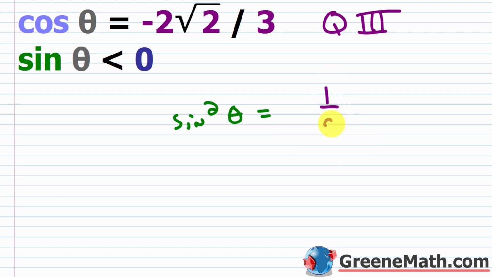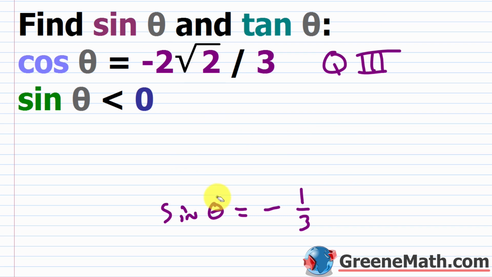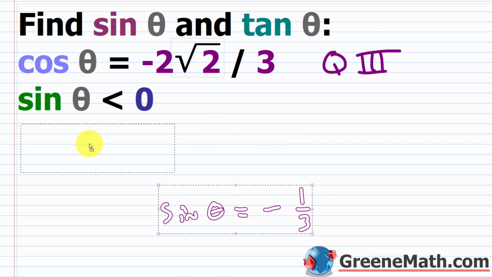Okay, so 1/9. Remember, sine of theta is negative. So if I take the square root over here, I want sine of theta equal to the negative square root of 1/9. Now, the square root of 1/9 is the square root of 1, which is 1, over the square root of 9, which is 3. So it's 1/3. All right, so this is negative 1/3. Negative 1/3. All right, so let me erase this real quick.